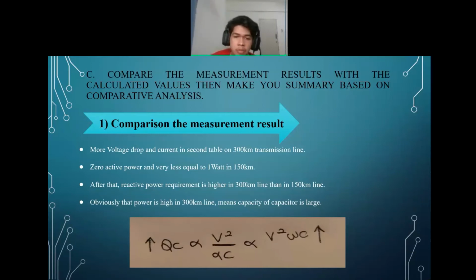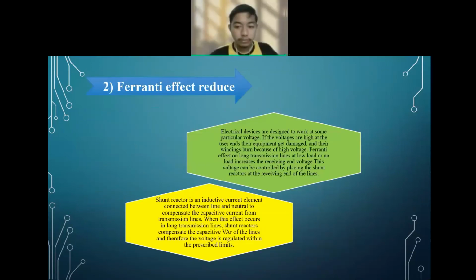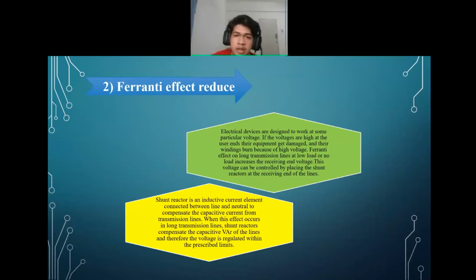This is the formula. Next, Ferranti effect reduction. Electrical devices are designed to work at some particular voltage. If the voltage is high at the user end, their equipment gets damaged. The Ferranti effect on a long transmission line at low load or no load increases the device peak voltage. This voltage can be controlled by placing shunt reactors at the receiving end of the line.